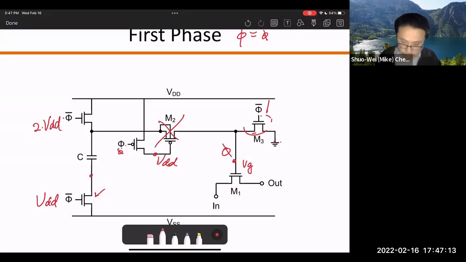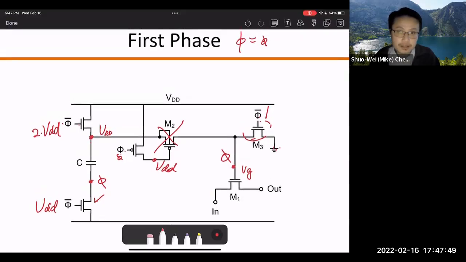So in that case, what is the voltage on the bottom side of this capacitor? This is turned on, so this is ground. And on the top side, this MOS gate is 2 VDD. So what is the voltage here? This is PMOS, so it turns on and connects to VDD. So this node will get pulled to VDD. And then this M2 device is off.